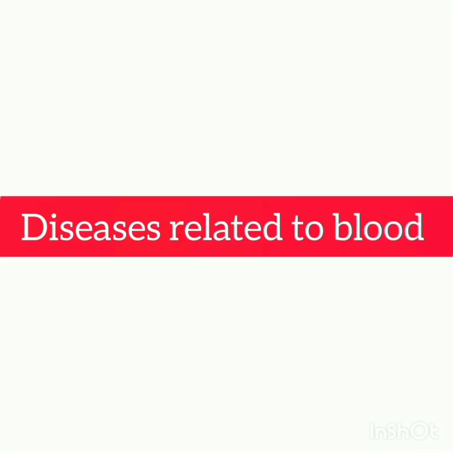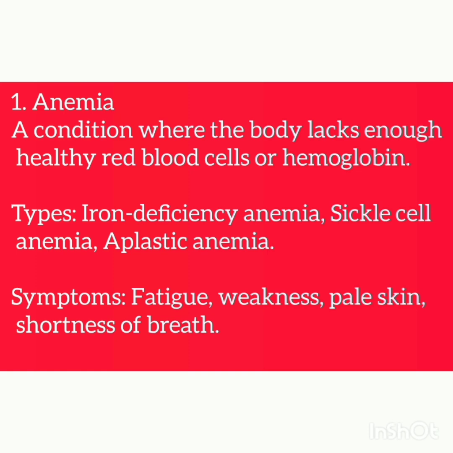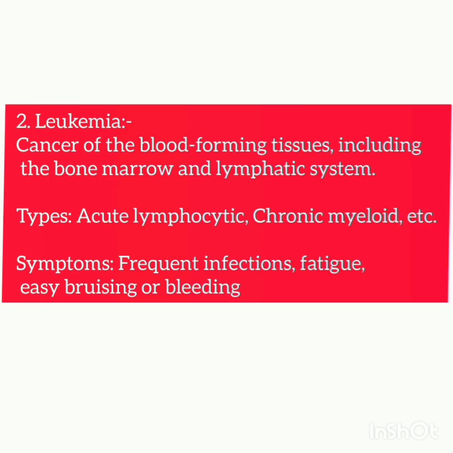Diseases related to blood. 1. Anemia, a condition where the body lacks enough healthy red blood cells or hemoglobin. Types: iron deficiency anemia, sickle cell anemia, aplastic anemia. Symptoms: fatigue, weakness, pale skin, shortness of breath. 2. Leukemia, cancer of the blood-forming tissues, including the bone marrow and lymphatic system. Types: acute lymphocytic, chronic myeloid, etc. Symptoms: frequent infections, fatigue, easy bruising or bleeding.